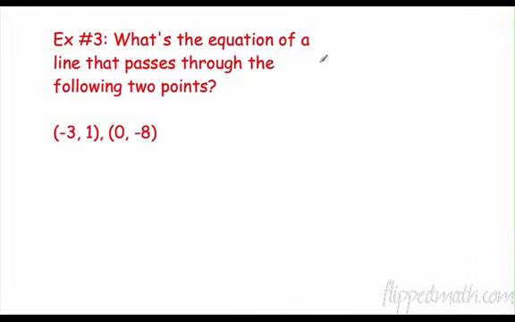What's the equation of a line that passes through the following 2 points? -3, 1, and 0, -8. So let's talk, first thing, what do I need? I need this equation, y equals mx plus b. All right, what do I need? I need an M. Perfect. And I need a B. Good. All right, so let's put that in here.